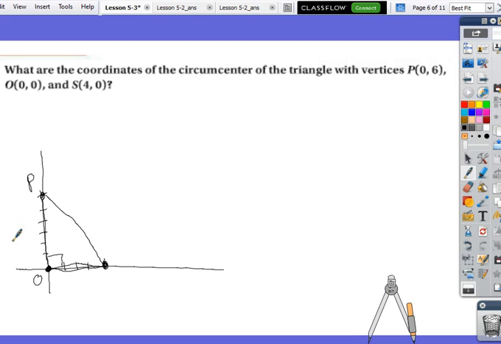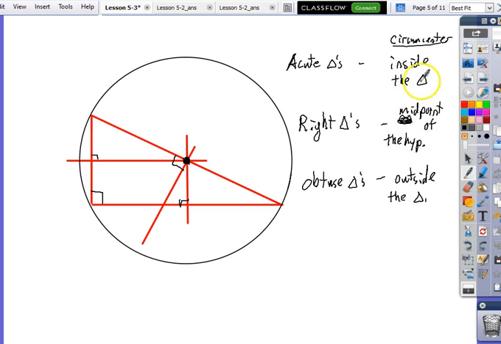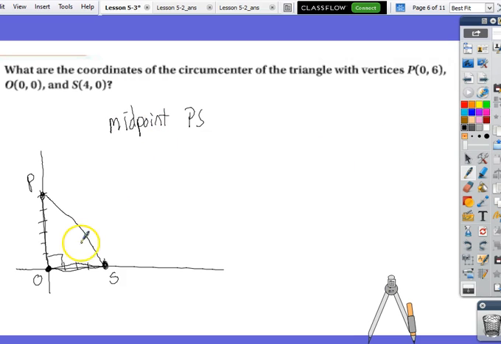Really, the only thing I'm trying to decide from looking at this figure is, is this a right triangle? And I think it is. And what would be the hypotenuse of this right triangle? PS. So I want to find the midpoint of PS, because I remember from the notes that I took in class that the circumcenter on a right triangle is the midpoint of the hypotenuse. So if the hypotenuse is PS, then the midpoint of PS will find my circumcenter for me.